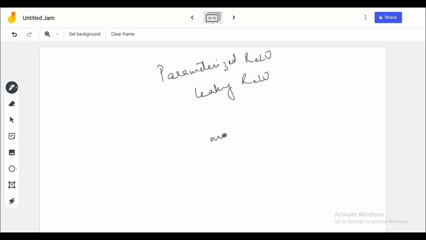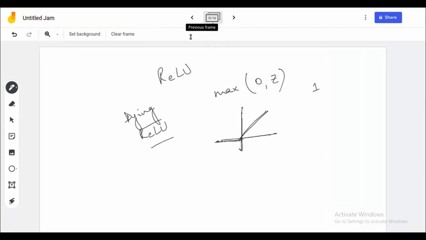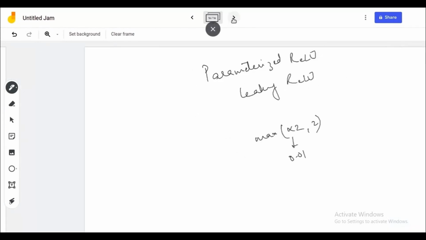What happened here is that instead of 0, we wrote alpha z, and if this alpha is equal to 0.01, it becomes leaky ReLU. This was the statement. Okay, nice and easy. Another problem with ReLU was that it is not a continuous function, so while differentiating, it is not differentiable at 0. So this was one of the problems.